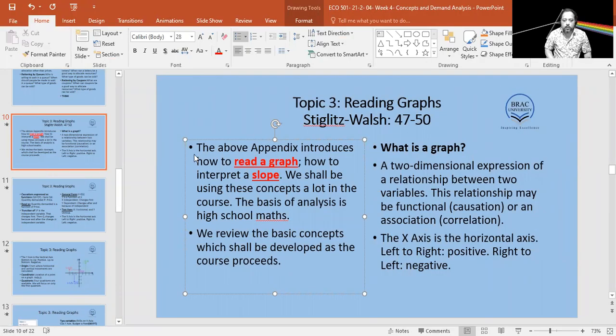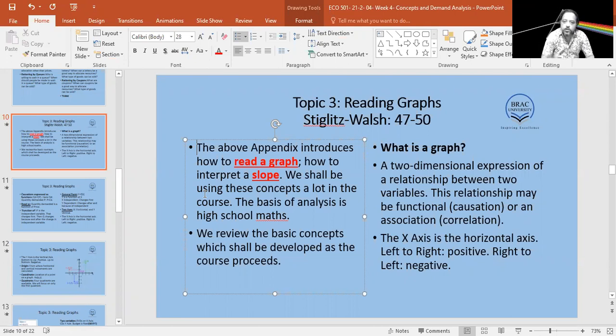Okay, so this part, you can look at any book you like. It doesn't matter, but you can go to the part that we've referred to, Stiglitz and Walsh, pages 47 to 50. Now, what we want to know is how to read a graph, how to read a slope. We will be using these concepts a lot, and the basis of analysis is going to be just pure high school maths. Here we'll just review some basic things. Later on, we're going to become a little bit more adventurous and develop the tools further.